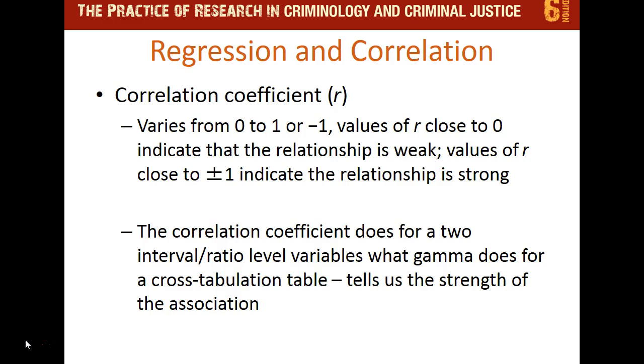within your data analysis. So the correlation coefficient does for two interval ratio level variables what gamma does for the cross-tabulation. So it tells us the strength of the association. And remember, that's what's important after we find if it's statistically significant, what is the real strength.